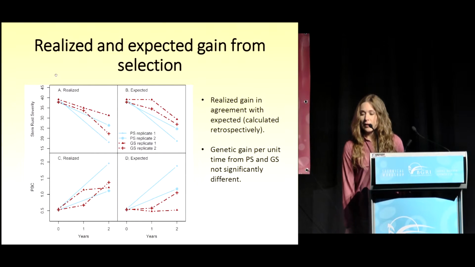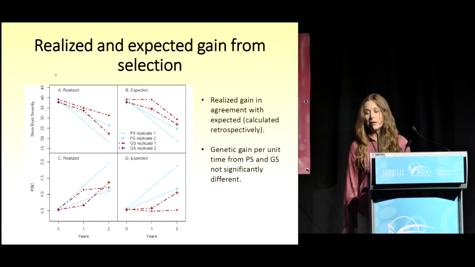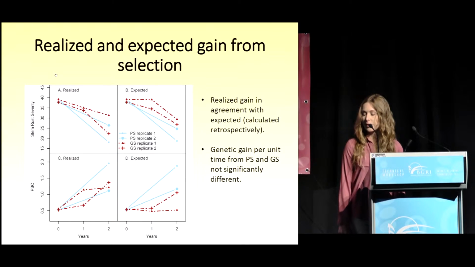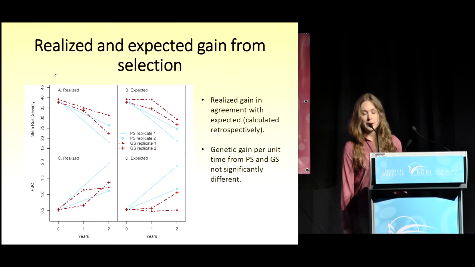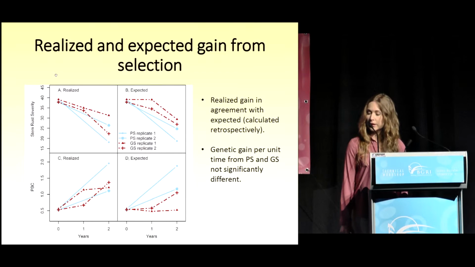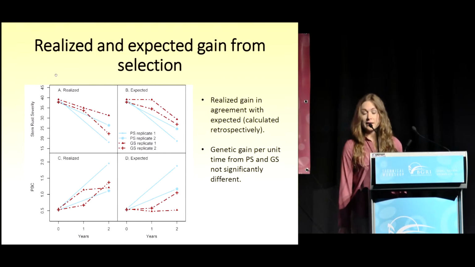So we look at, this is just plotting out the realized and expected gain from selection, and the blue lines are phenotypic selection, and the red lines are genomic selection. As you can see, the stem rust severity is decreasing over time. So if you look at the A plot, it is really the most important because it's the realized genetic gain for stem rust severity. And you see that they're very similar in the trend.